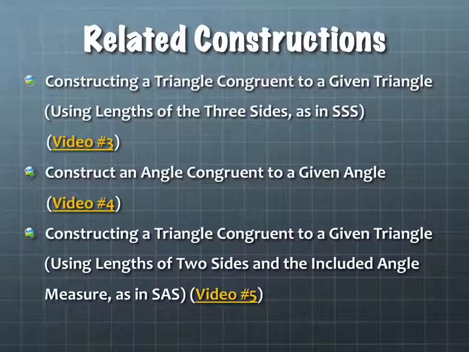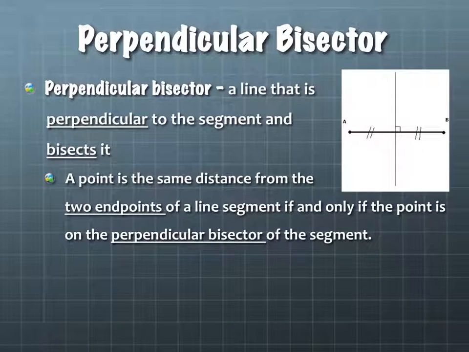So this is a side angle side postulate, okay? All right, so that's how we would have constructed our triangle given two sides and an included angle. Moving on, we're going to take a look at perpendicular bisectors. So there's two words here, and they're both going to be part of our definition.